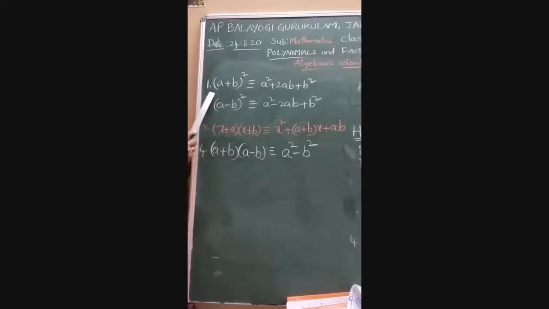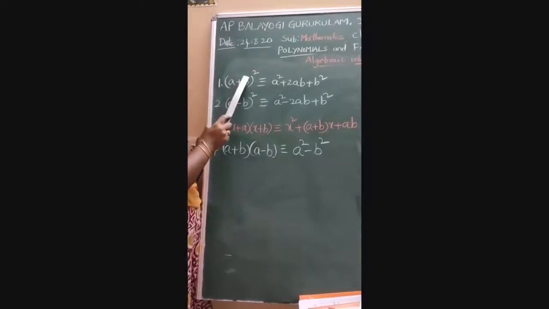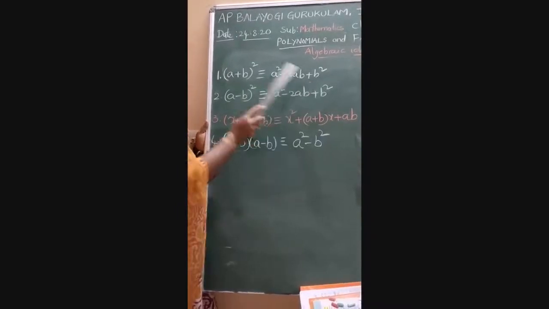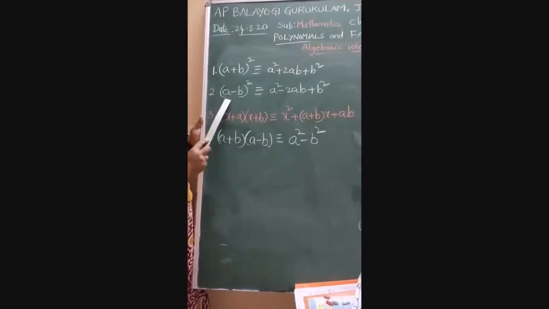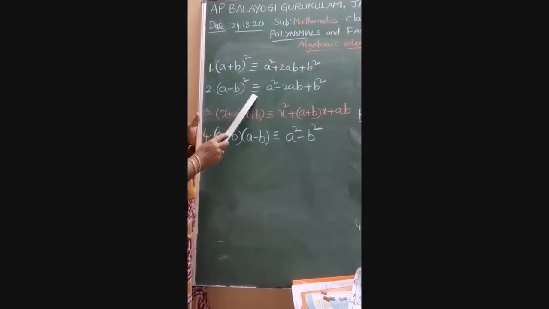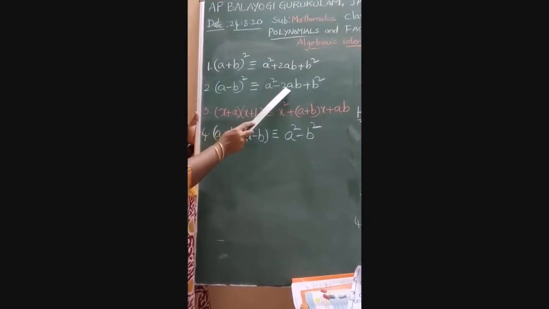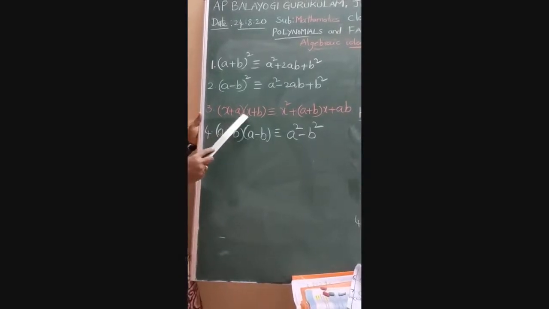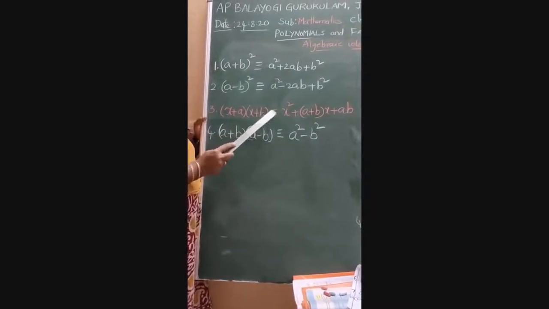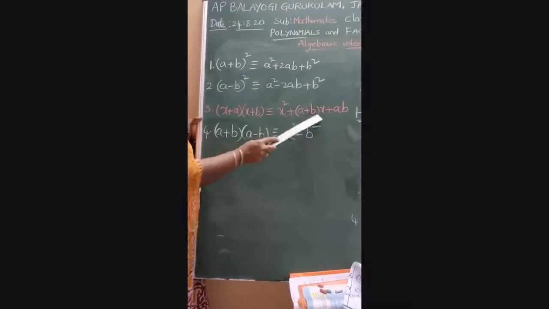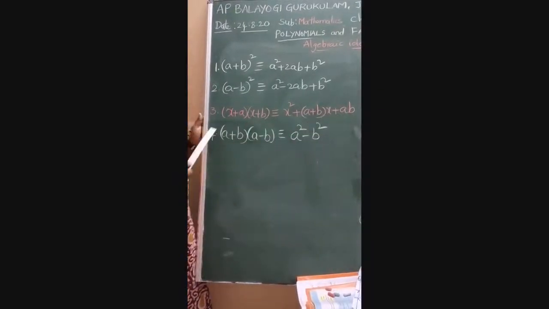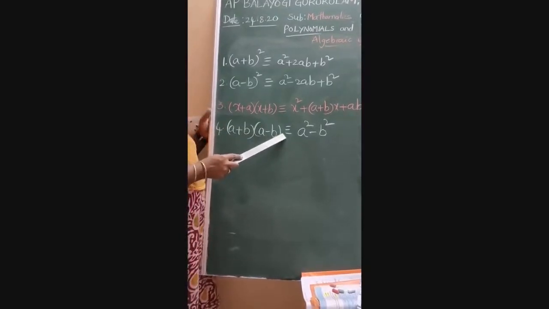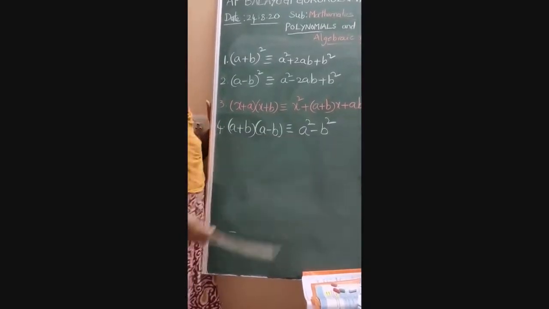The first identity is (a plus b) whole square is identically equal to a square plus 2ab plus b square. The second identity is (a minus b) whole square is identically equal to a square minus 2ab plus b square. The third one is (x plus a) into (x plus b) is identically equal to x square plus x into (a plus b) plus ab. And the fourth identity is (a plus b) into (a minus b) is identically equal to a square minus b square.